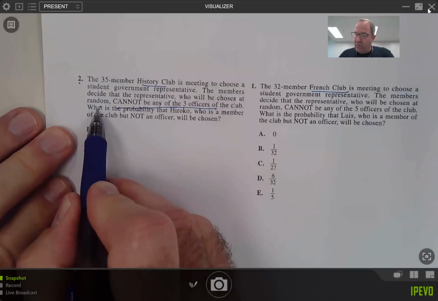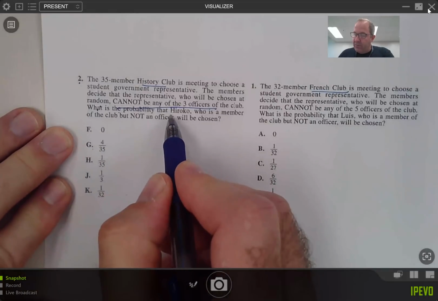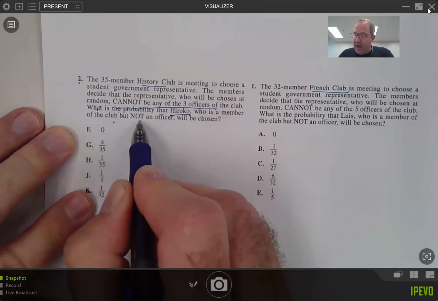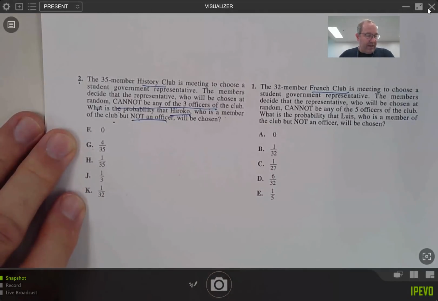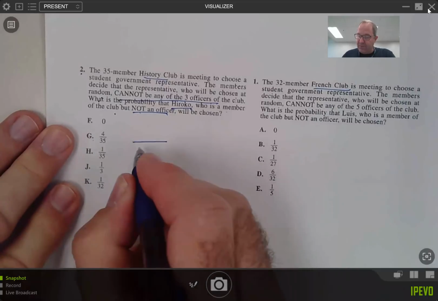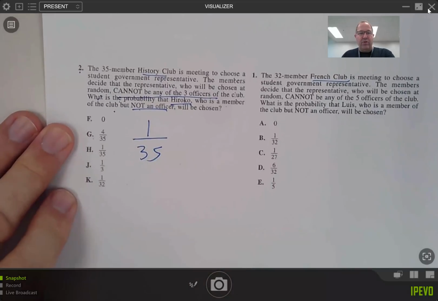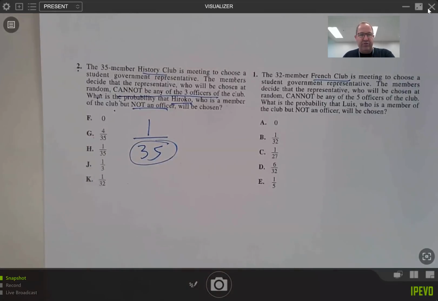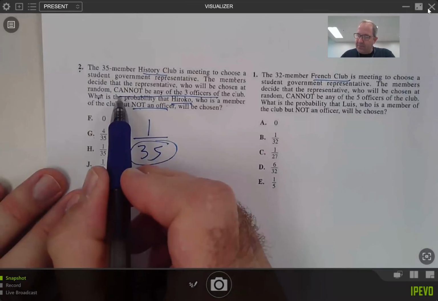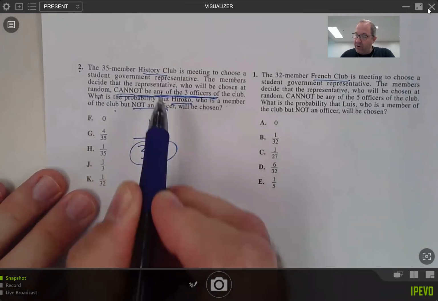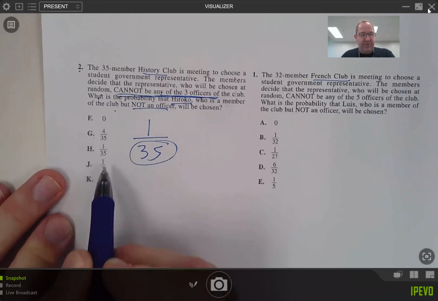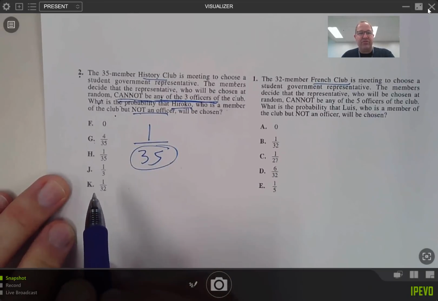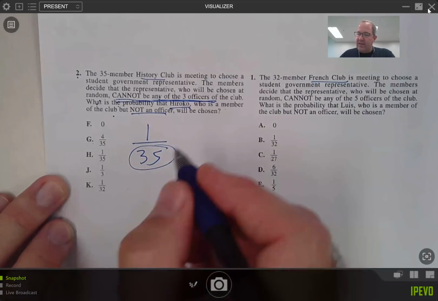So this says, what is the probability that Hikaru, who is a member of the club but not an officer, will be selected? Now, here's the mistake that some people think. Okay, 35 people. There's only one way to pick Hikaru. That would not be correct. That's meaning all 35 people they're going to choose from. Didn't they say cannot be one of the officers? Do you notice 1 over 35 is an answer? They try to find all the mistakes you can make and have them in there.